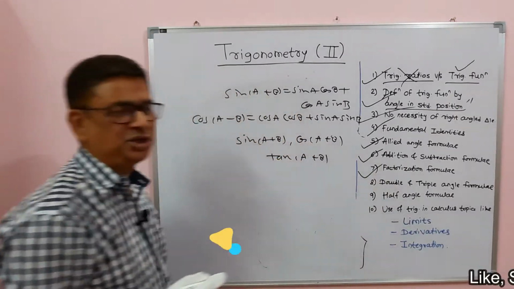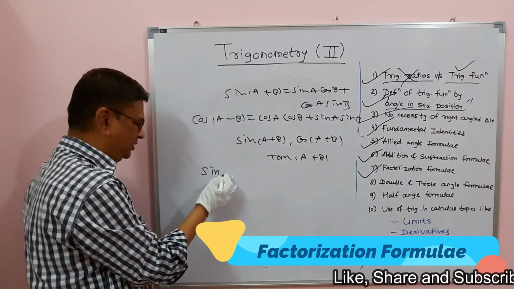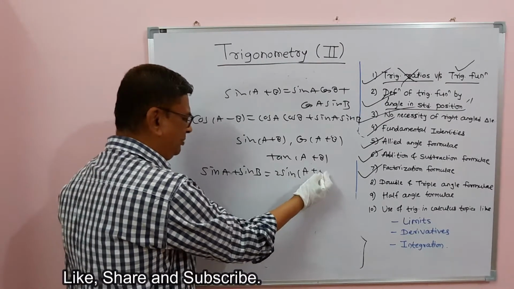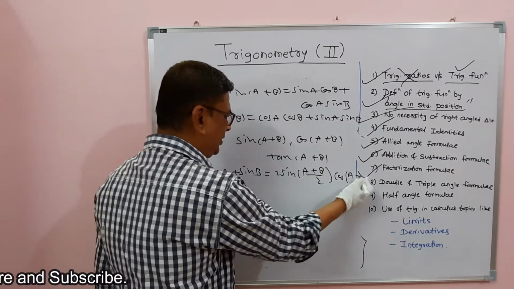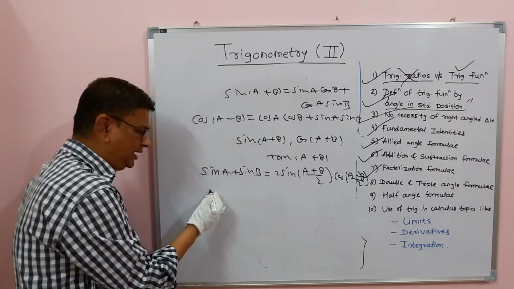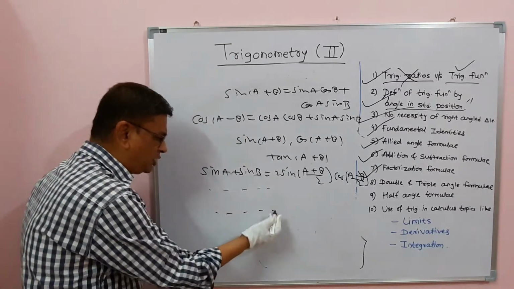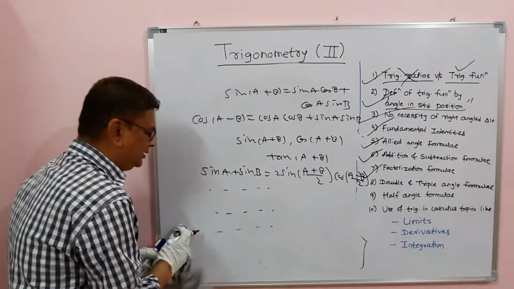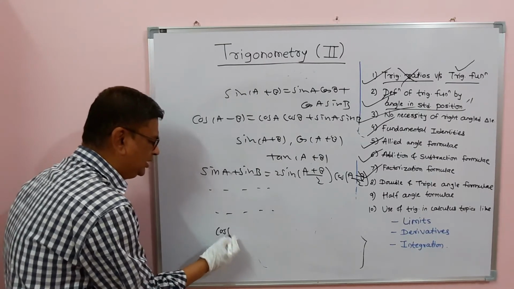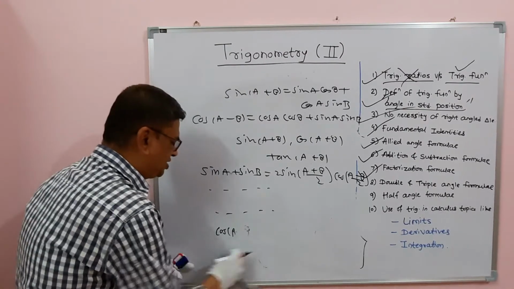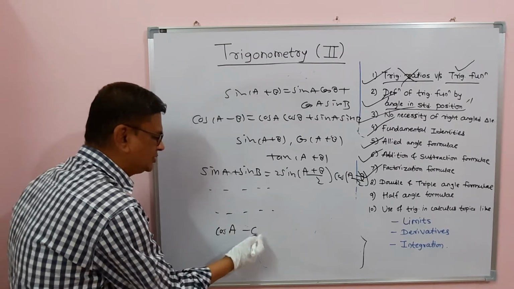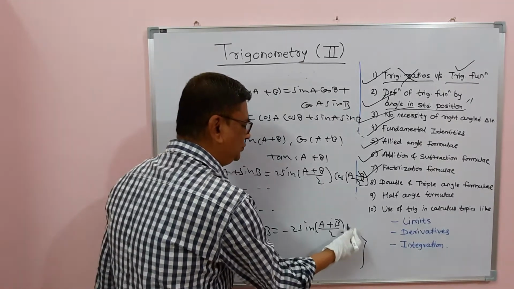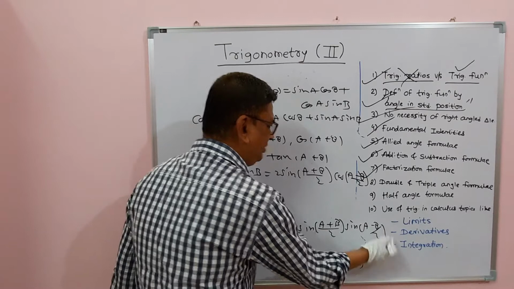Now it is next factorization formulae. Factorization formulae, for example, sin a plus sin b, there is formula of this type, 2 sin a plus b upon 2 into cos of a minus b upon 2. Similarly, there is sin a minus sin b. Similarly, there is cos a plus cos b formula, and also cos a minus cos b formula. That last formula I have just mentioned, if you want to know what it is, you can search in the textbook. Otherwise, see here, cos a minus cos b has such formula, minus 2 sin a plus b upon 2 into sin of a minus b upon 2.